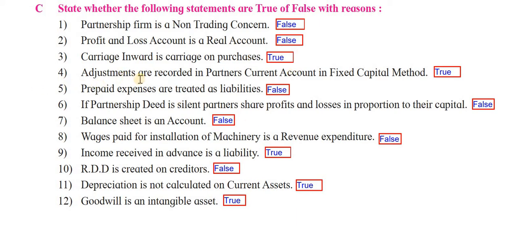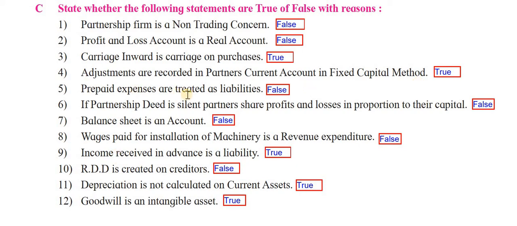Fourth, adjustments are recorded in partner's current account in fixed capital method. True, because already we are aware what do you mean by fixed capital method. वहां पर जो भी adjustment होता है वो partner's current account में ही होता है. ठीक है, तो that is in fixed capital method.